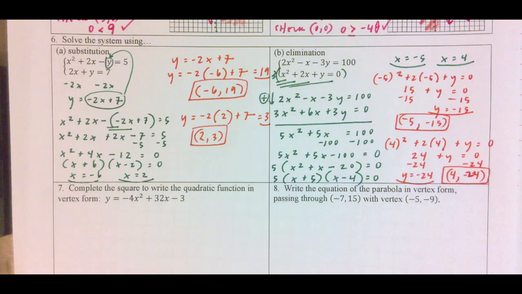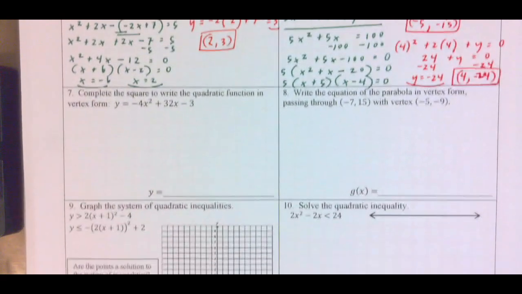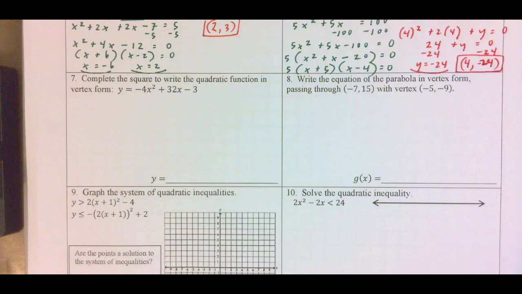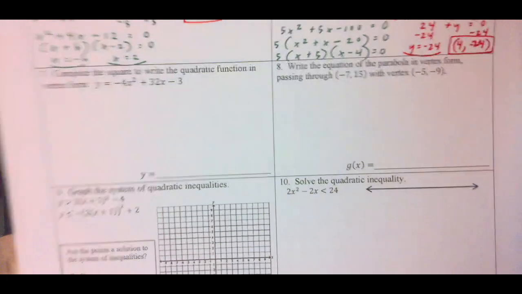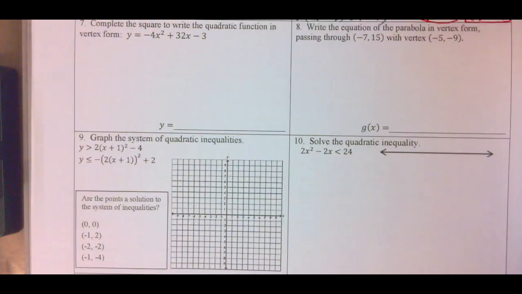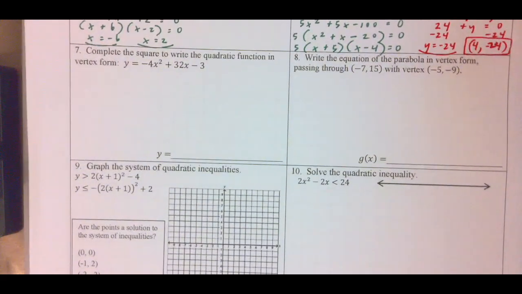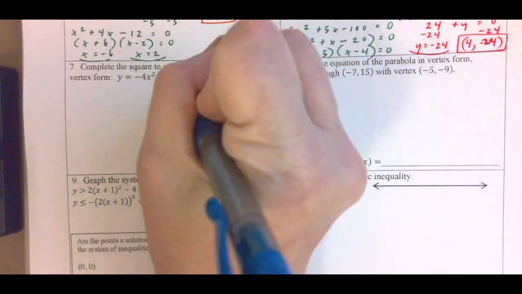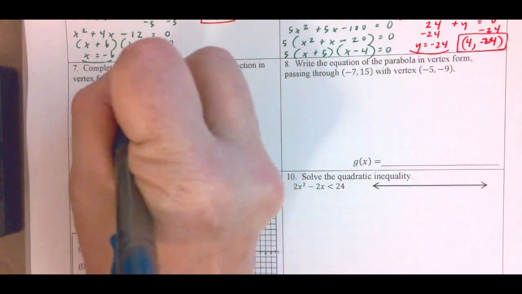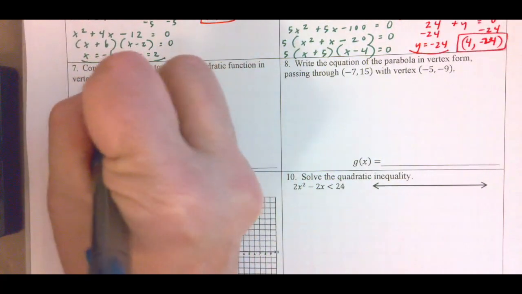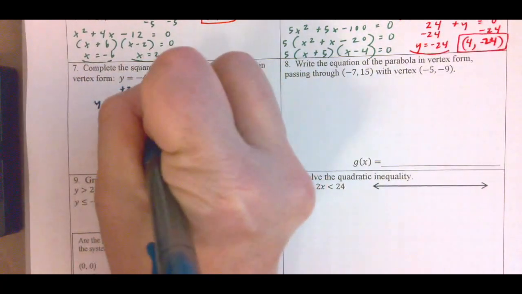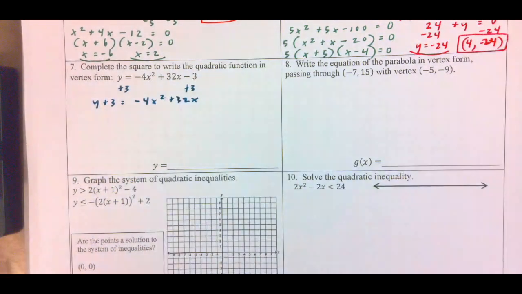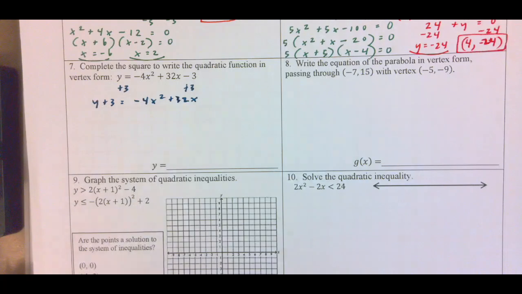Okay, next, can you complete the square to write a quadratic function in vertex form? Okay, let me pull that down. All right, so here I'm going to add the 3 to the other side first. So y plus 3 equals negative 4x squared plus 32x. Divide out that coefficient in front of the 4.